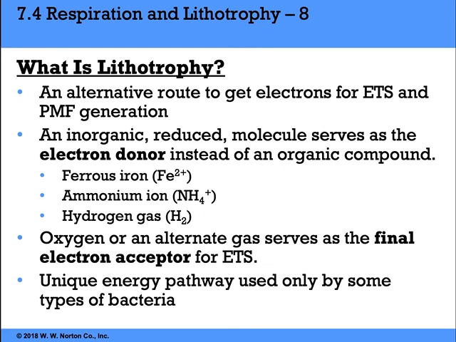And then their products can be used as electron acceptors in other organisms, okay? Oxygen or an alternate gas is the final electron acceptor for the electron transport chain in these organisms, okay? It's a unique energy pathway that certain bacteria use. Example, Geobacter does anaerobic respiration. A biofilm of Geobacter can transfer electrons to a graphite electrode, and Nitrosomonas can oxidize ammonia into nitrate.